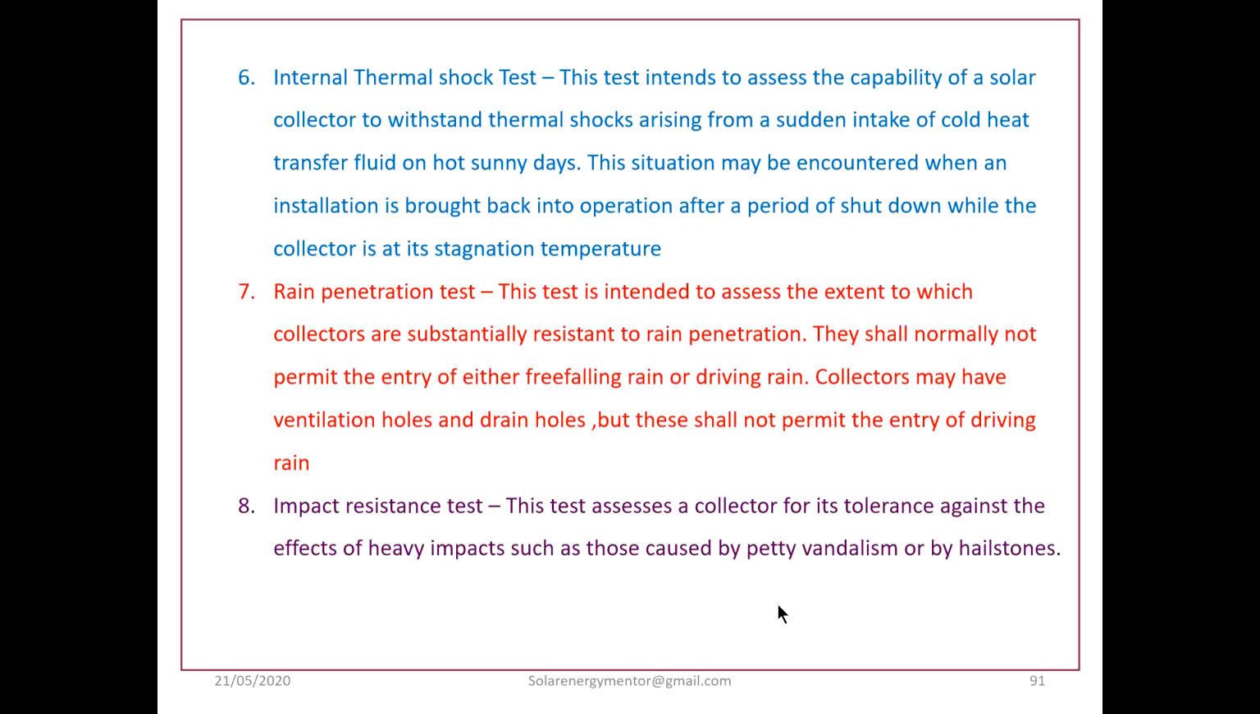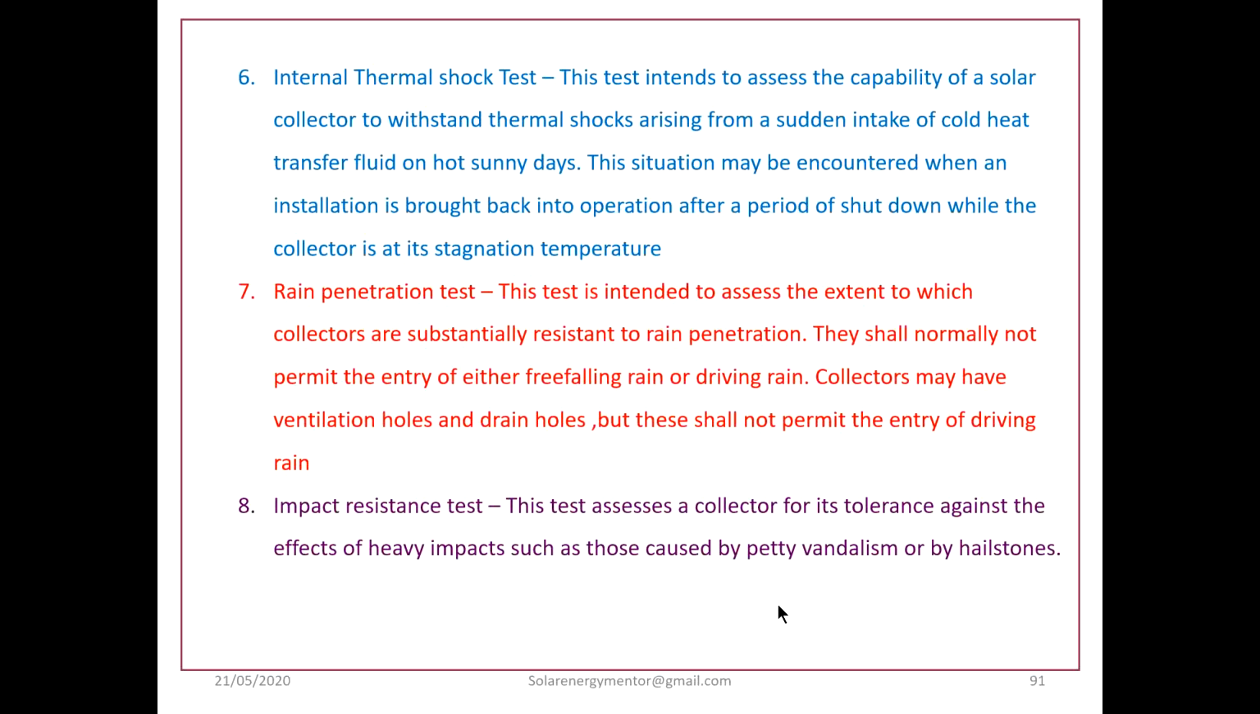After this internal thermal shock test, there is the rain penetration test. This test is intended to assess the extent to which collectors are substantially resistant to rain penetration, heavy rain penetration. Suppose heavy rains are happening. Is water leaking into the collector? How are seals provided? How are all those fittings provided? The quality of the fittings and all that is tested under this test.